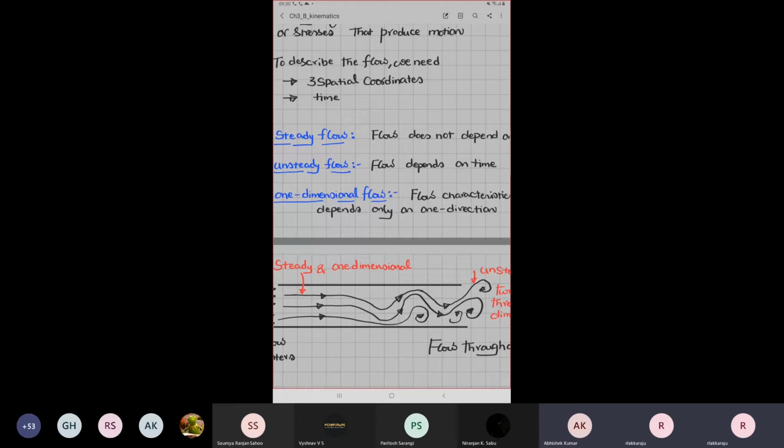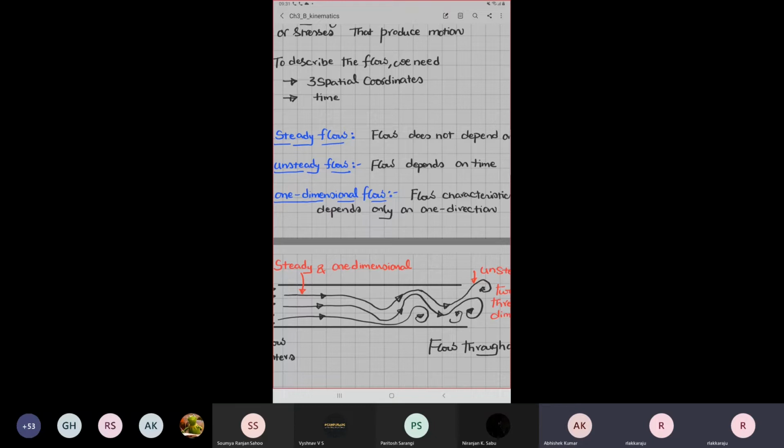So in a given engineering configuration, you can have a mixture, depending on which region you are trying to look at. There is nothing like perfectly steady, perfectly unsteady, perfectly one-dimensional, perfectly two-dimensional, and so on. In any engineering device, you may have all these combinations.